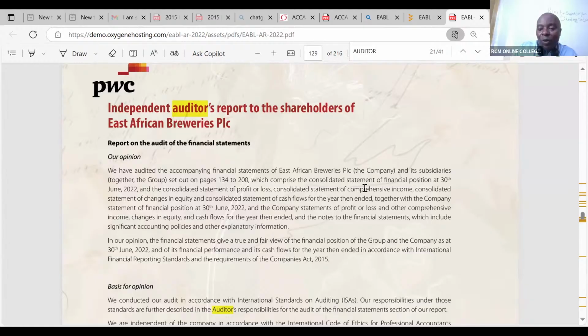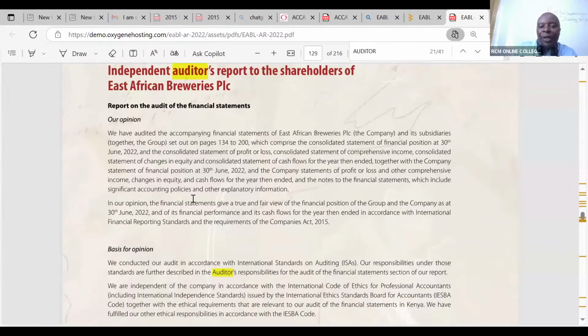You must tell us what you have audited. All right. In our opinion, the financial statements give a true and a fair view of the financial position of the group and the company as at this date, and of its financial performance and its cash flows for the year then ended in accordance with the IFRS.